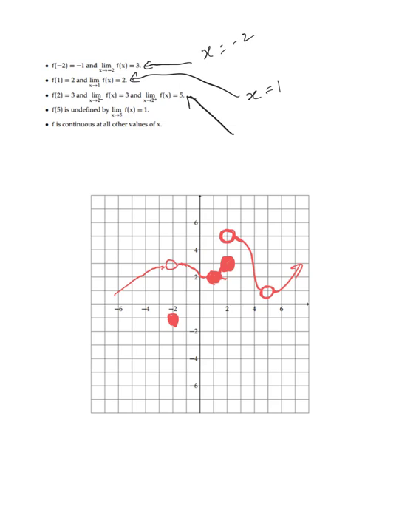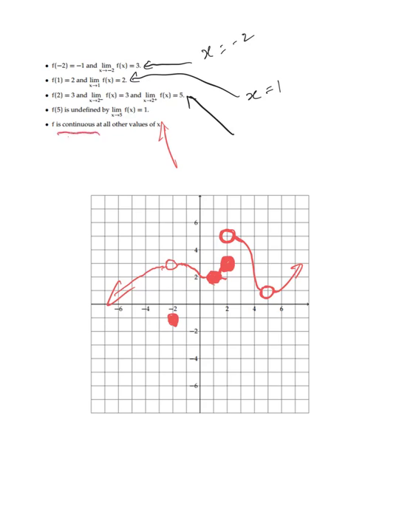And we're told that f of 5 is undefined. That means that at x equals 5, there's going to be no value of the curve at all. So actually, we are done right now with our sketch. And all we have to do is fill it in. This last thing I should point out, f is continuous at all other values of x.